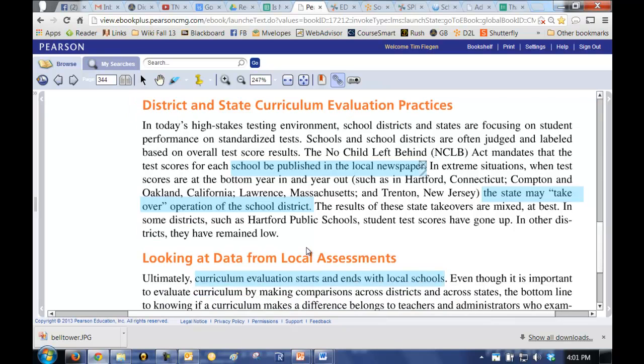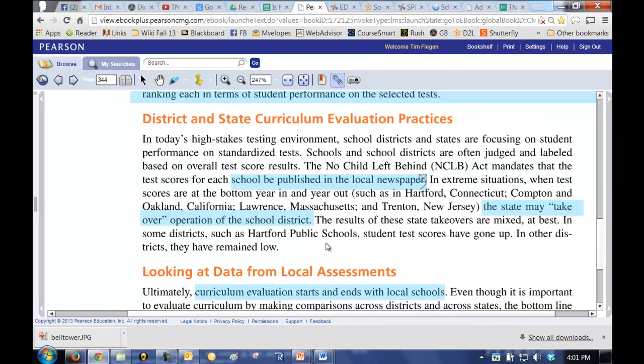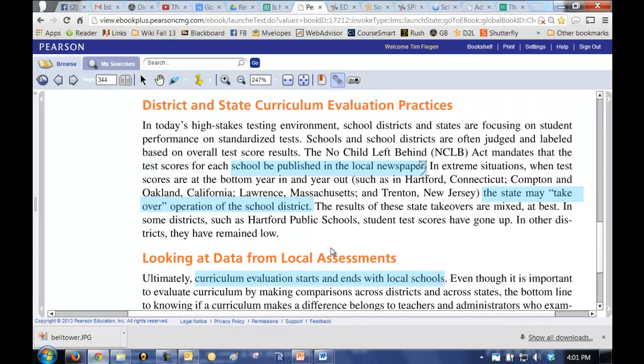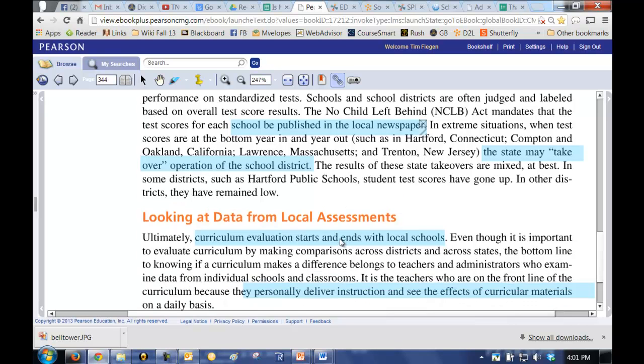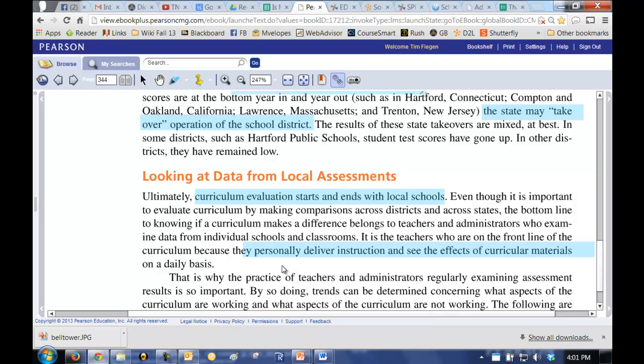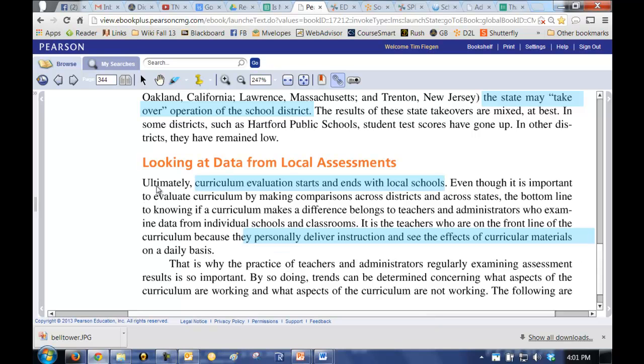Okay, so don't let that happen to your school where the feds come in or the state comes in and takes over and tries to run your school, because you can imagine how they run everything else. I can't imagine they can run a school, but they have had to do that where the schools consistently perform poorly. So ultimately, curriculum evaluation starts and ends at the local level with you.